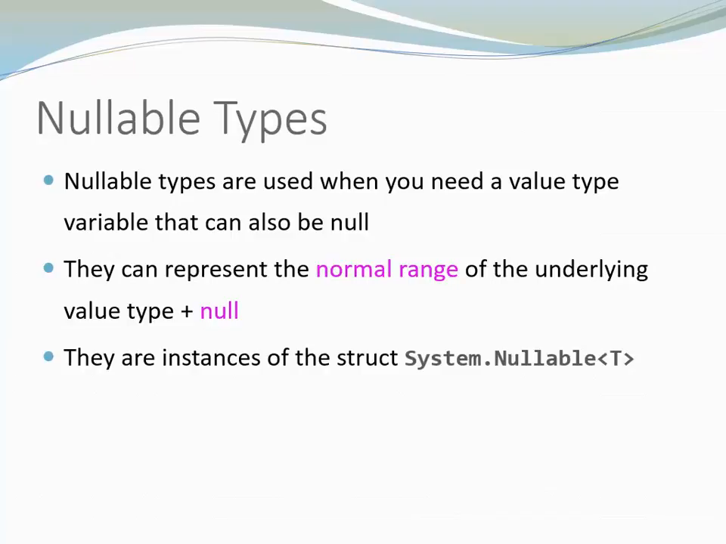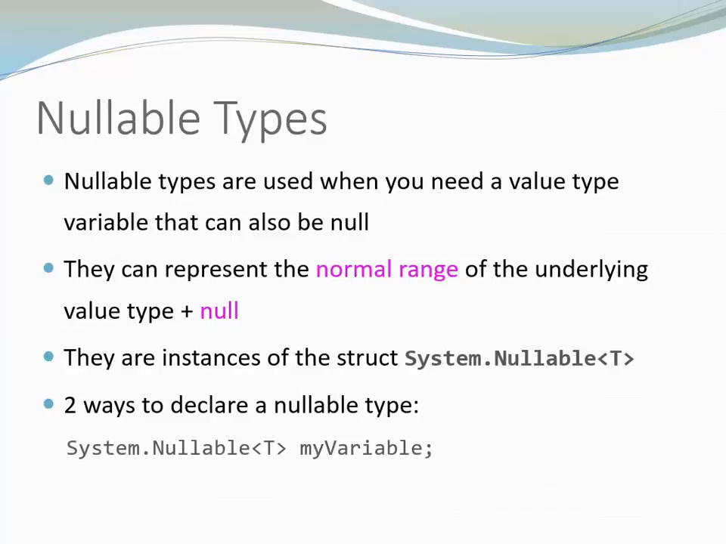Nullable types are instances of the struct System.Nullable<T>. There are two ways to declare a nullable type. One is by using System.Nullable<T> and then a variable name, or alternatively, we could say T question mark. This is a shorthand for System.Nullable<T>. Important is that the type T needs to be a value type. For example, int.